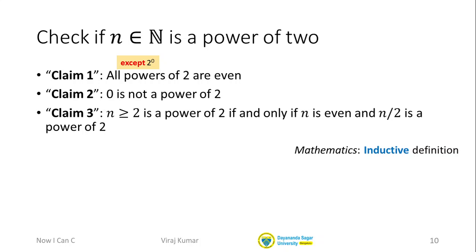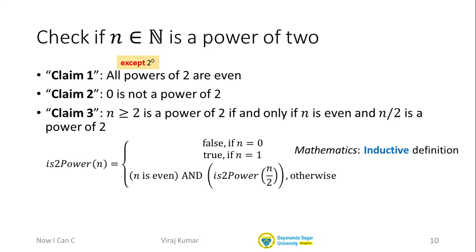And if we take what we know about these 3 claims and we write them in mathematics, we get this standard definition of what it means for a natural number n to be a power of 2. We say that n is a power of 2, so is2power n. This is defined as false, meaning it's not a power of 2, if n is 0. And it's defined as true, meaning n is a power of 2, if n is 1. And otherwise, it is what is there in claim 3. N is a power of 2 if n is even and n by 2 is a power of 2.